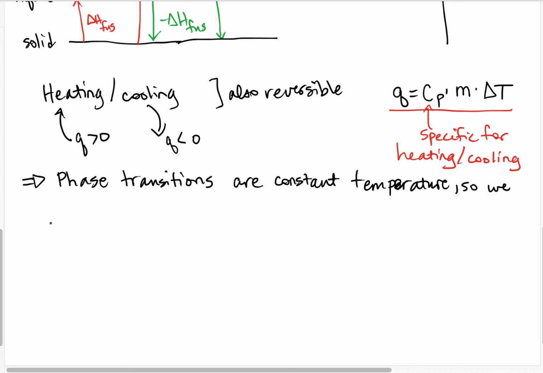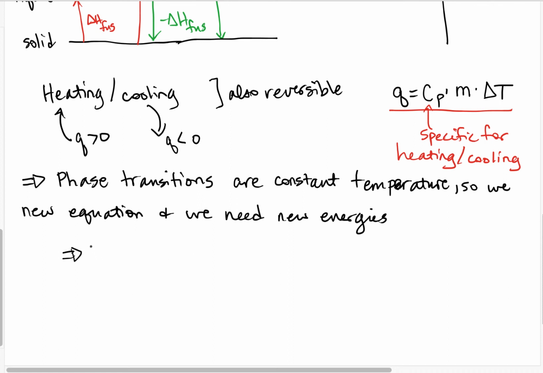So we need a new equation, and we need new energies to pay attention to, for how much energy it takes to melt an ice cube, for example. So it turns out that we are just going to use these enthalpies. They will be values that we can find in a table. Enthalpies of fusion, enthalpies of vaporization, enthalpies of sublimation.